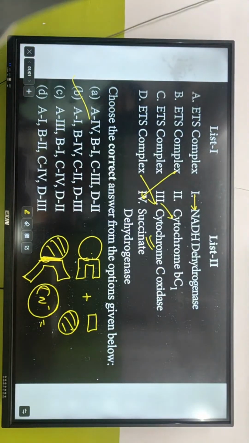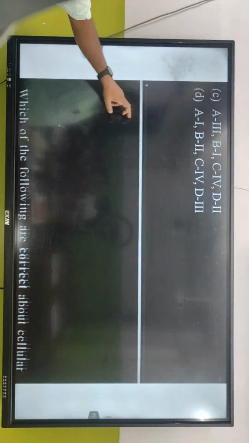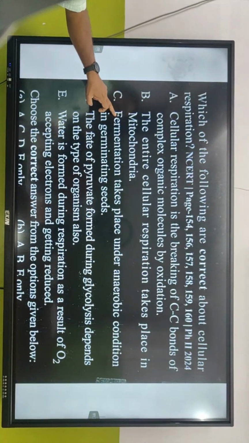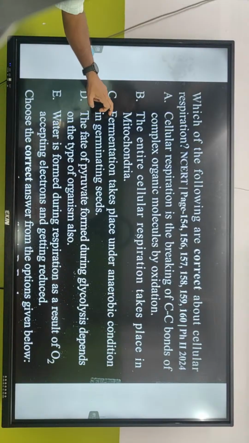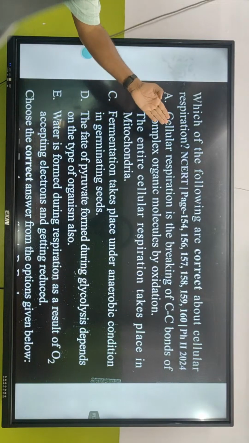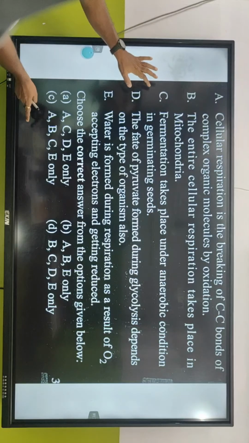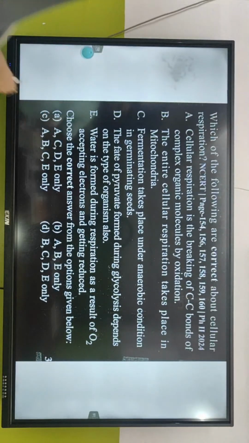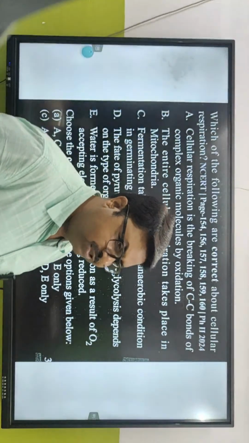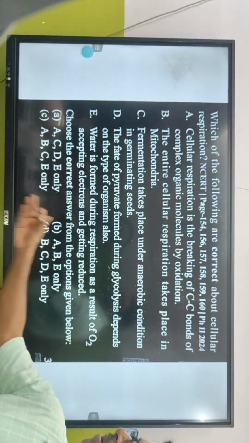চলো, যদি আমরা ETS-টা নেক্সট দিন পড়বো। Fermentation, which of the following are correct? দেখছো এটা পাবি কিনা? Which of the following are correct about cellular respiration? Cellular respiration is the breaking of C-C bonds of complex organic molecules by oxidation. The entire cellular, অনেক কিছু আছে। বাহ, ভেরি গুড কোশ্চেন। এইরকমের কোশ্চেন 2025 এ ছিল, 24 এ ছিল। Come on, try.